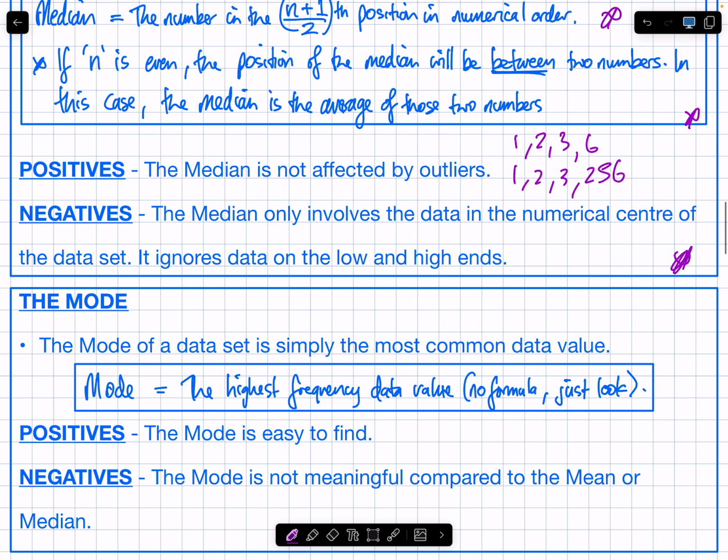I'll do the mode really quickly. The mode of a data set is simply the most common data value. There is no formula for the mode. The mode is the highest frequency data value. There's no formula, just look. Which is the most commonly occurring number in the data set? For example, 1, 2, 2, 3, 3, 3, 4, 6, 9. What's the mode of that set of data? Which number occurred the most times? 3. Do you need a formula for that? No. That's why I said, just look.